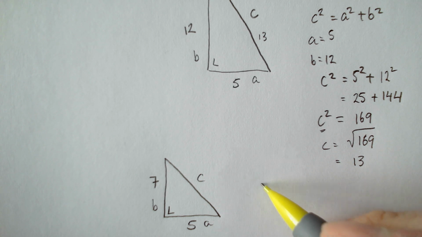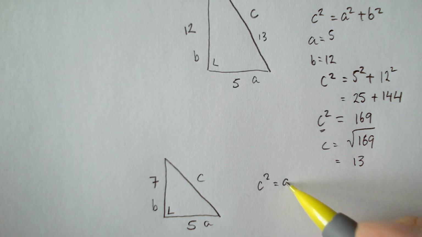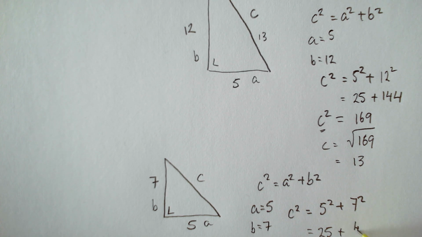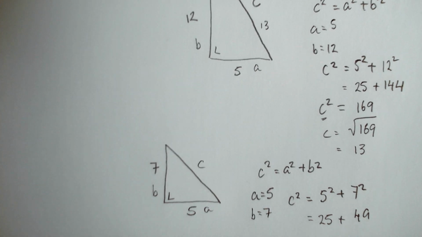So formula, C squared is equal to A squared plus B squared. What is A? 5. What is B? B is equal to 7. So now we can say that C squared is equal to 5 squared plus 7 squared. So that is 25 plus 49.